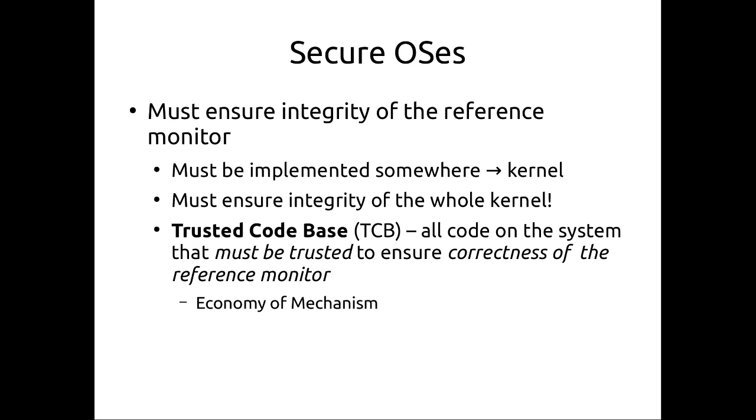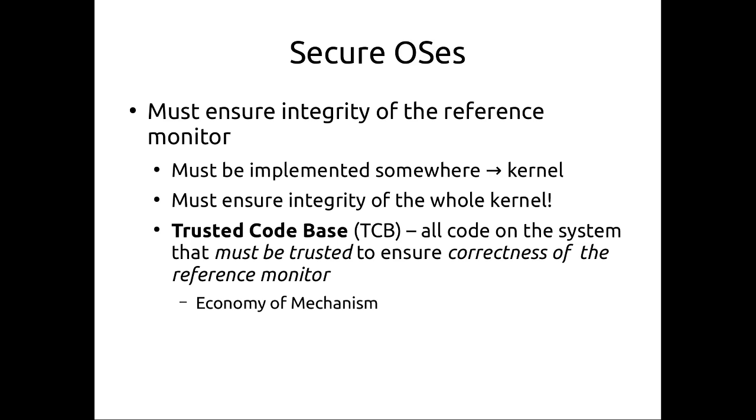So this is hard, right? How can we implement some code that we know is correct, especially when we don't just need the reference monitor, we need the surrounding kernel and its mechanisms as well? So how do we even think about the optimizations required for this?